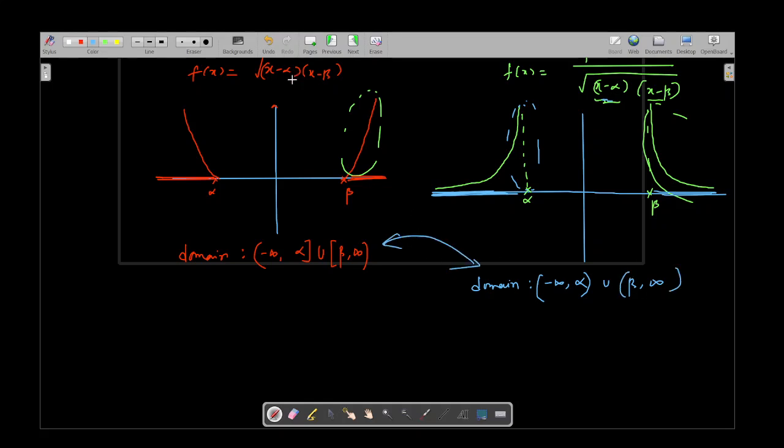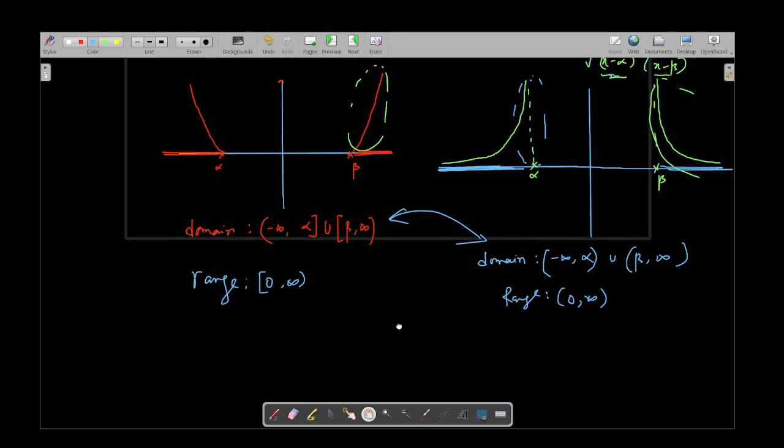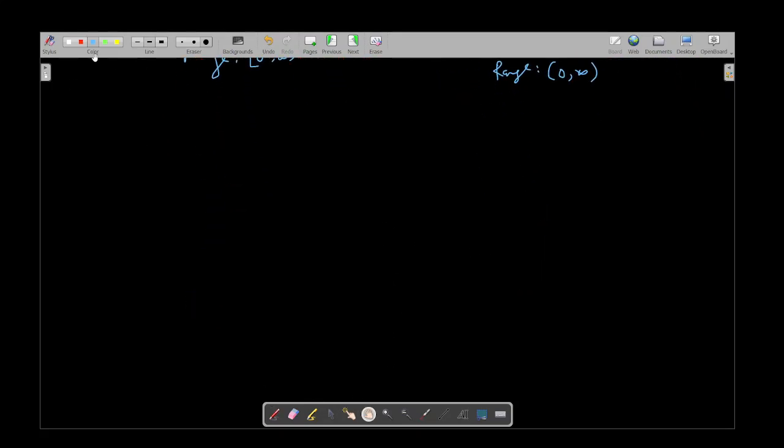When it is in the numerator, 0 is allowed, and in the denominator, 0 is not allowed, where x is equal to alpha. And the range over here is 0 to infinity. Here also the range is 0 to infinity, but we cannot include 0. Now let us take another example which makes the concepts very clear.